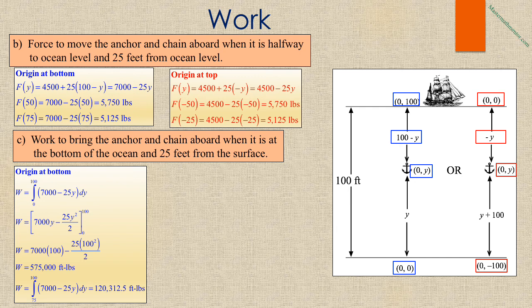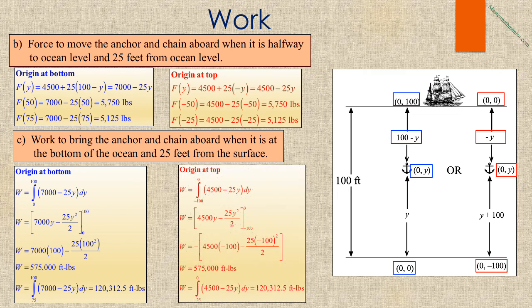If we want to bring the anchor and chain aboard when it is 25 feet from ocean level, that means that the position of the anchor is at y equals 75. And therefore we will integrate our expression from 75 to 100. And we get 120,312.5 foot-pounds.